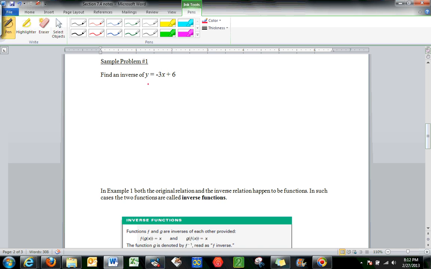Okay, so the first thing I'm going to do is take this x and this y value and rewrite them. x equals -3y plus 6. And now I'm going to solve back to get that y by itself. So I'm going to subtract 6 from both sides. I'll then divide both sides by -3. And so I'm left here with y equals x minus 6 over -3.